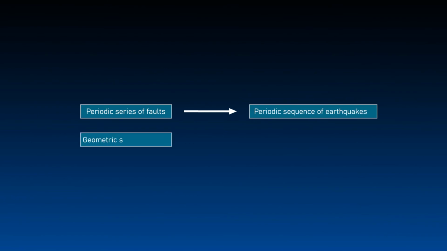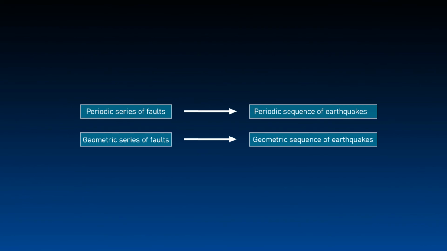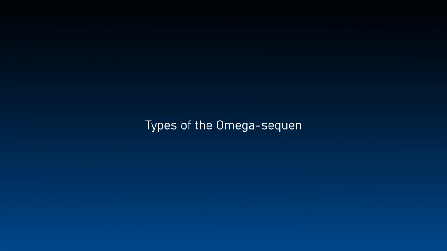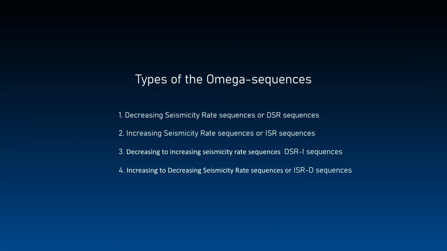Thousands of such periodic and geometric omega sequences are constantly occurring in the Earth's crust in all seismic zones along tectonic plate boundaries. Types of the omega sequences. There are 4 basic types of the omega sequences.